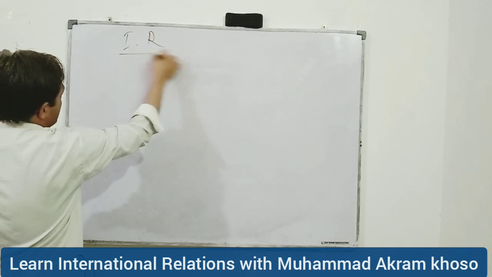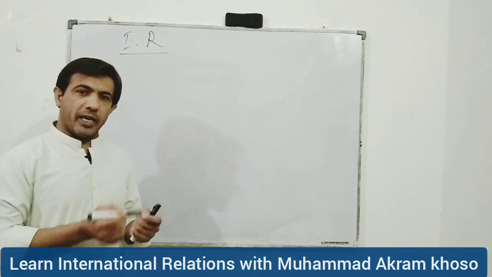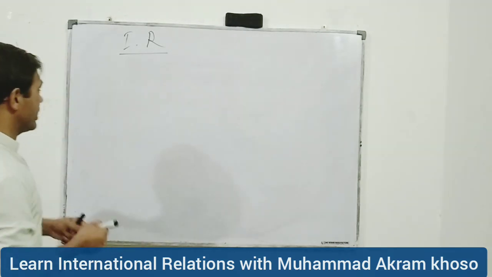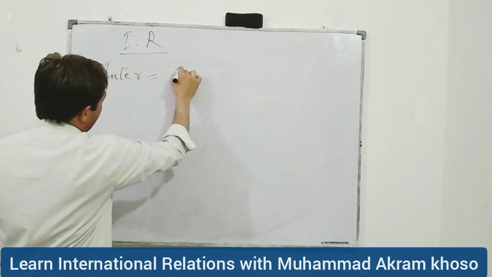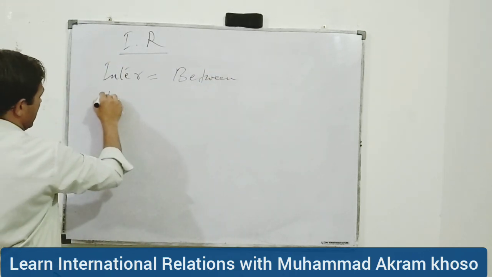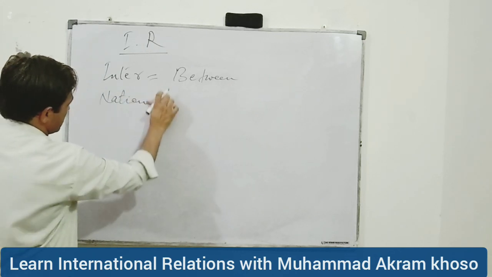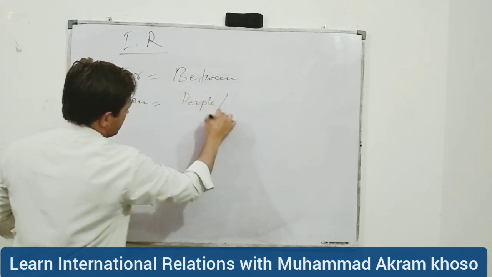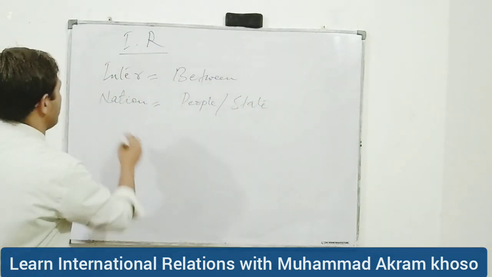International relations, IR. It looks like there are two terms, international and relations, but actually there are three terms here. Number one, inter, it means between, in between. Nation, or nations, it means people, states or countries, whatsoever you want to say.